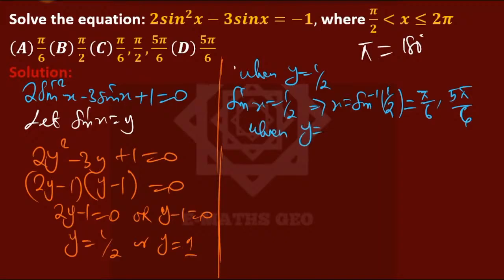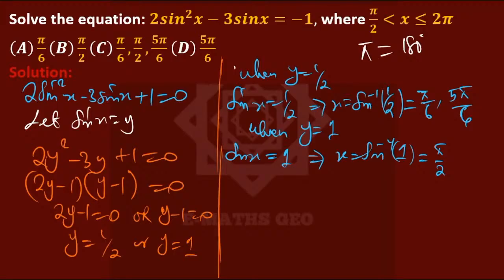When y is 1, we now see that sin x is equal to 1, which implies that x is arc sine of 1. So 90 degrees is pi over 2, and that is the only answer. So the answers are pi over 6, 5 pi over 6, and pi over 2.